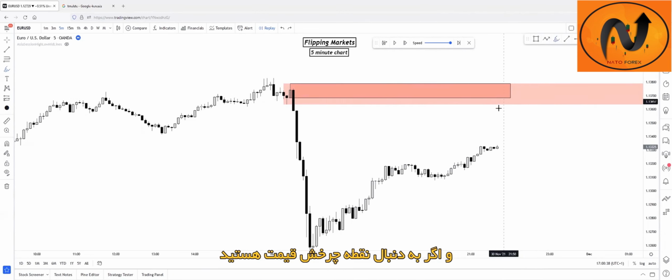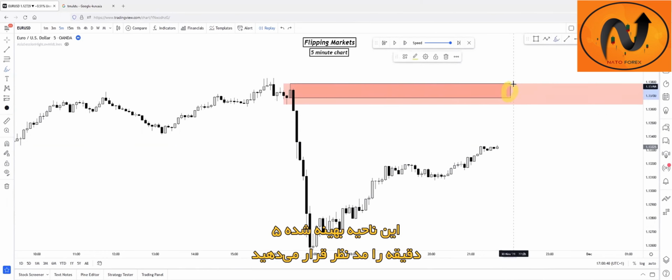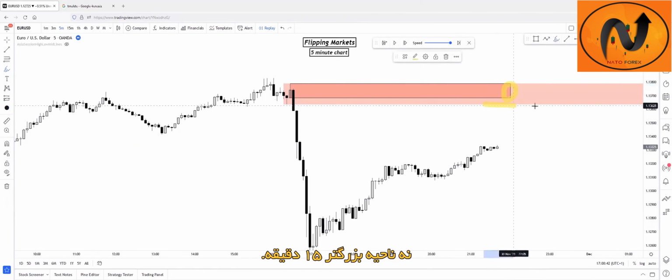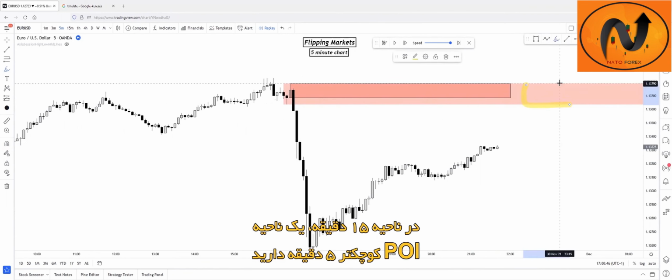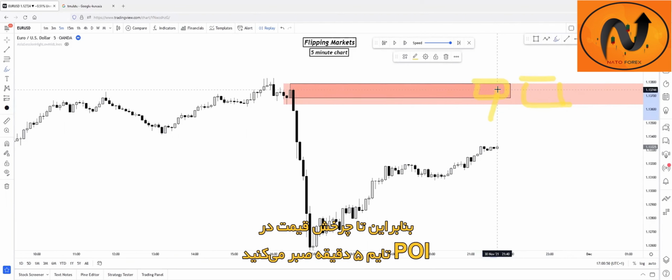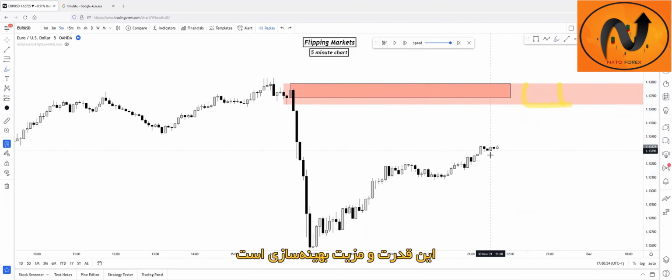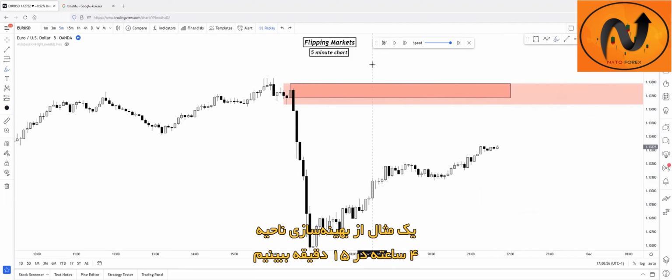And if you are waiting for a turning point, you will aim for this 5-minute refinement and not the 15-minute, because you know that inside of the 15-minute POI, you will have a smaller 5-minute POI, and you will wait for a reverse point on this 5-minute POI. This is the power of the refinements. Let's see this on the 4-hour to the 15-minute chart refinement.